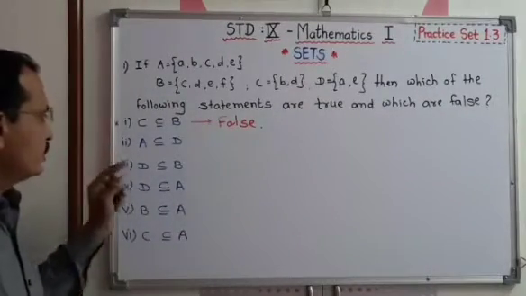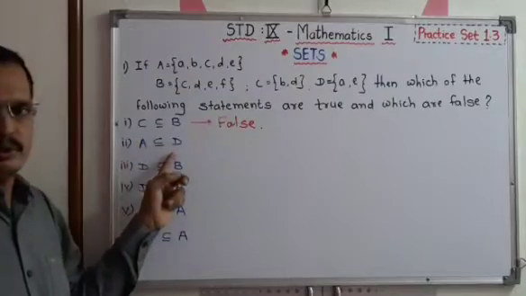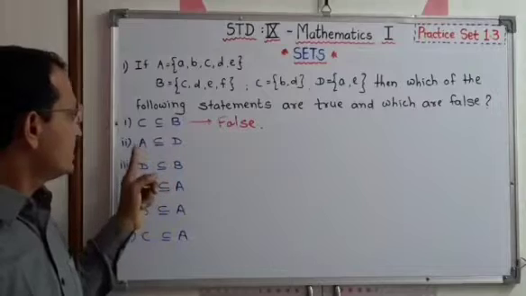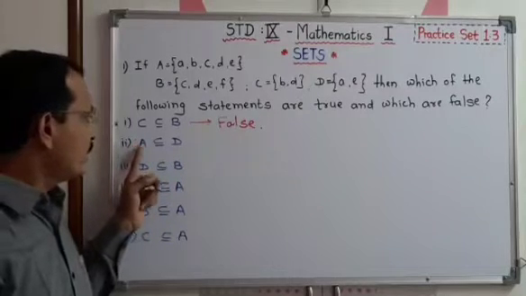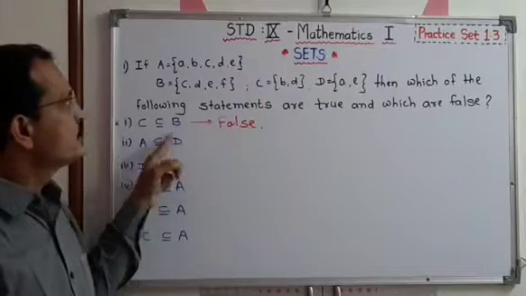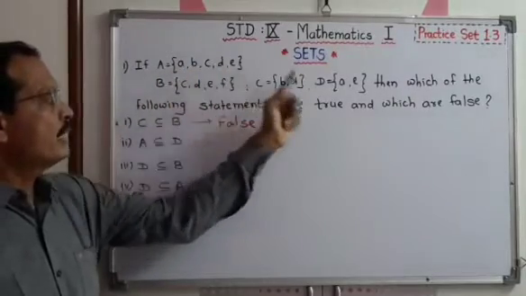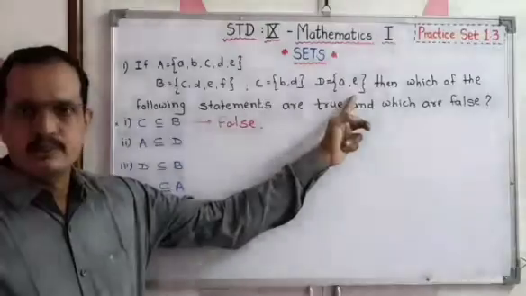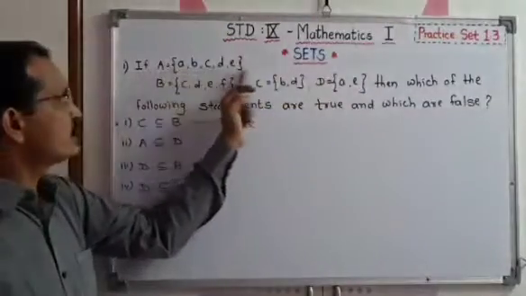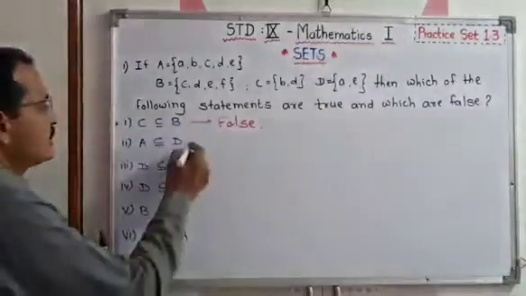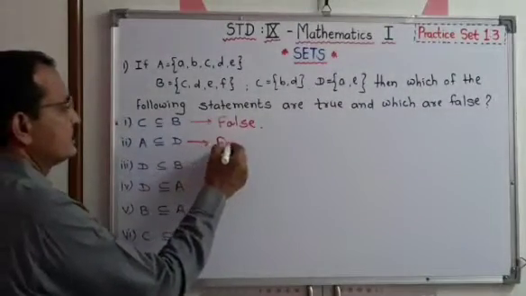The second statement is given. A is a subset of D. Now, to verify this statement, we have to see whether all the elements of A are present in D. See here, this is set A. It contains 5 elements and set D contains 2 elements. That means all the elements of set A are not present in set D. Therefore, this statement is also false.